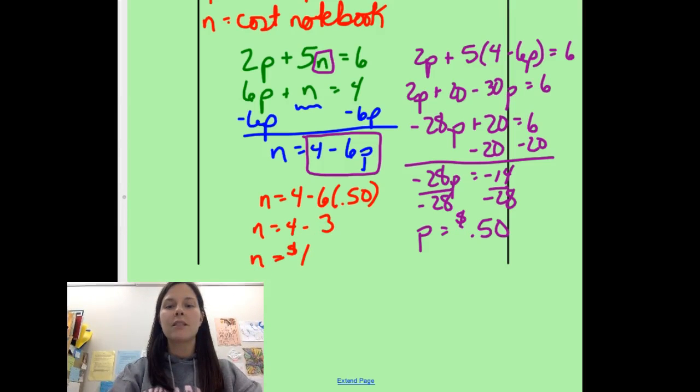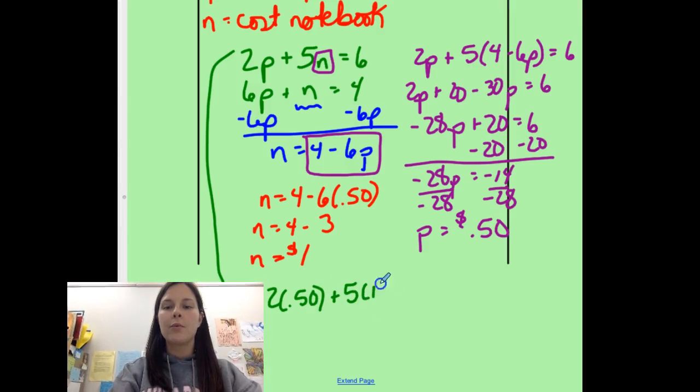And finally, to check my solution, I'm going to use that first equation that I did not use to solve for n, and I will replace P with 50 cents and n with $1, and see if that gives us Alexis's total of $6. 2 times 50 cents is 1, 5 times 1 is 5, and 1 plus 5 is 6, so that checks out.